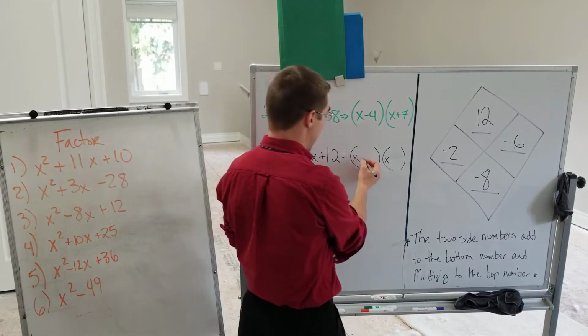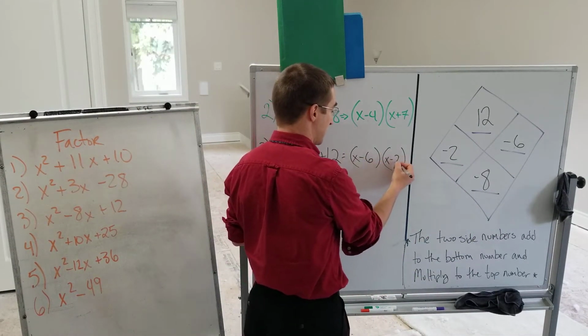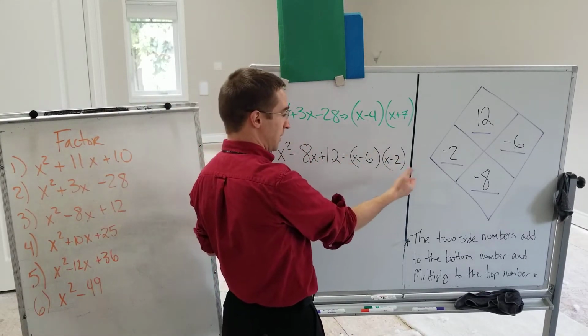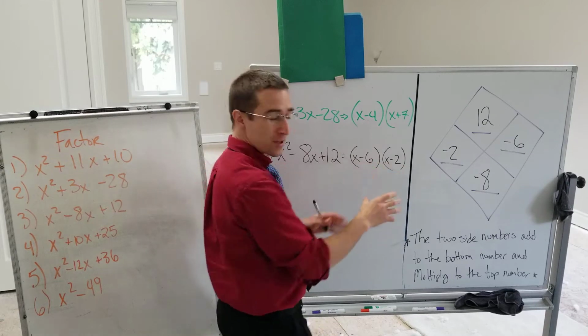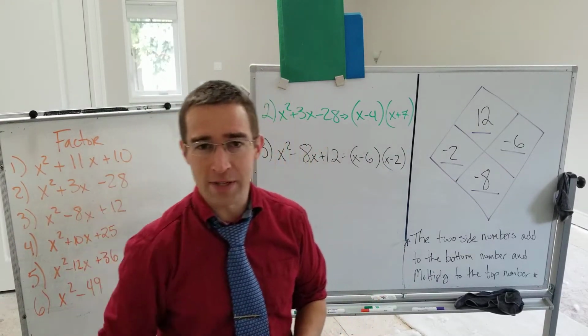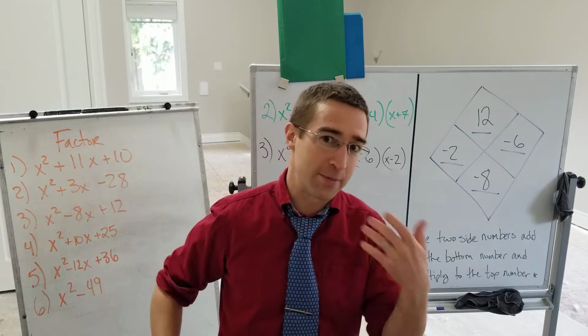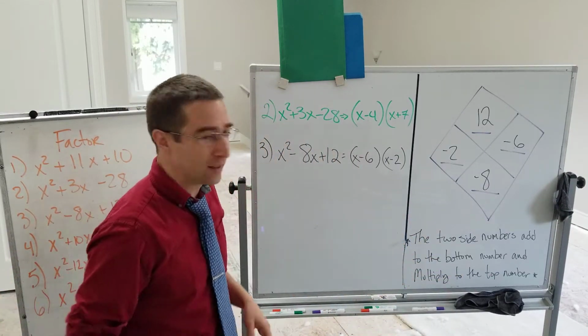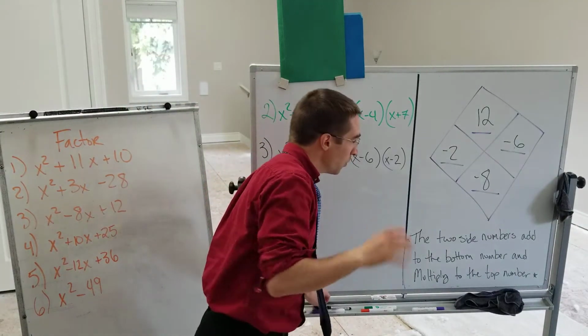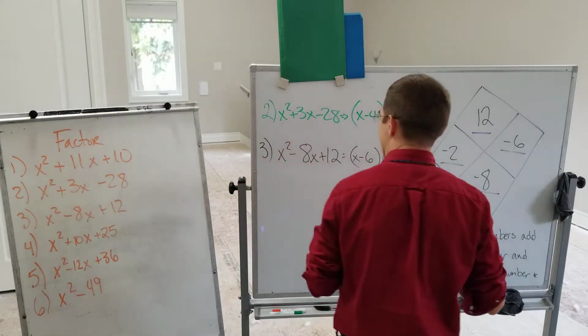So here I get x minus 6 times x minus 2. And it's okay if you write it x minus 2 times x minus 6. If you swap those, that's okay. It's the same thing: negative 2 times negative 6 is 12, and negative 6 times negative 2 is still 12. It is commutative, that's the math word we use for that. The order doesn't necessarily matter.